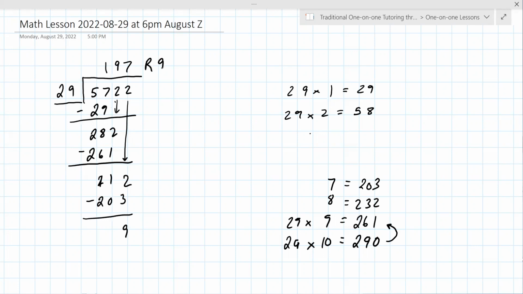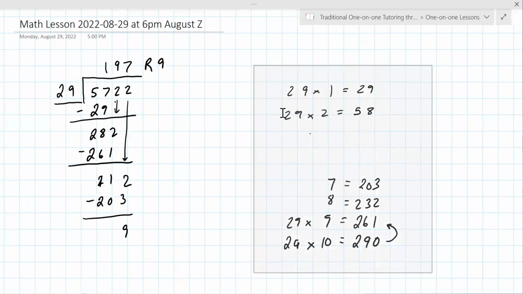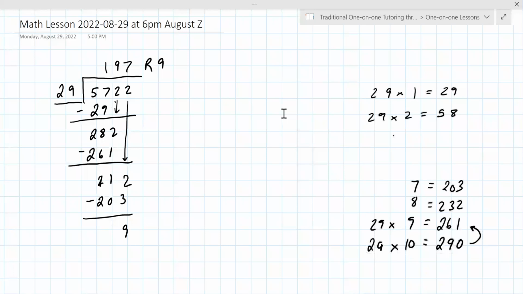Yep. Okay, and then the part that we talked about last time is the check here. And I know it's not any fun, but the check is to multiply the numbers and add the remainder. So take 197 and multiply it by 29. Do you want to give that a try for me? Sure.